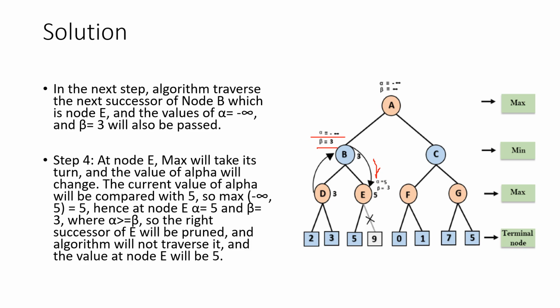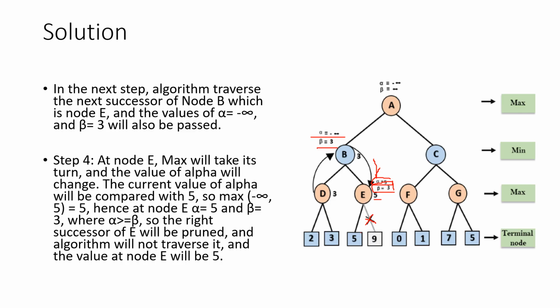Alpha is initially minus infinity. So minus infinity or 5, which one is higher? 5 is higher, so alpha will be 5. And so here you can see, whenever alpha is greater than or equal to beta, which is 3, that means alpha is greater than beta, then we will not go forward. So we are pruning that path. Here we are not considering 9. So the max value is 5.